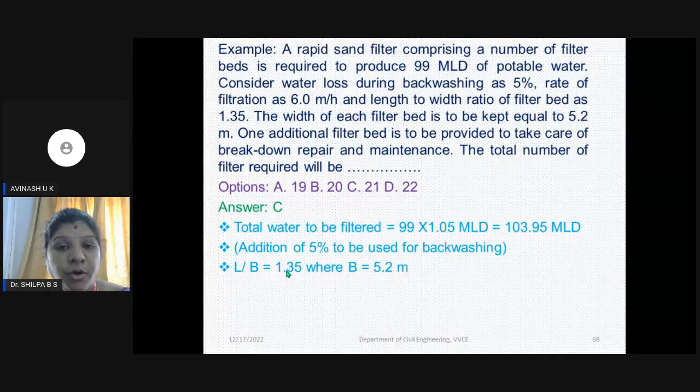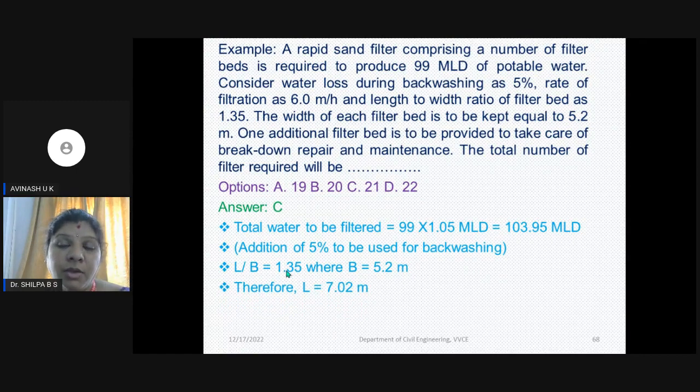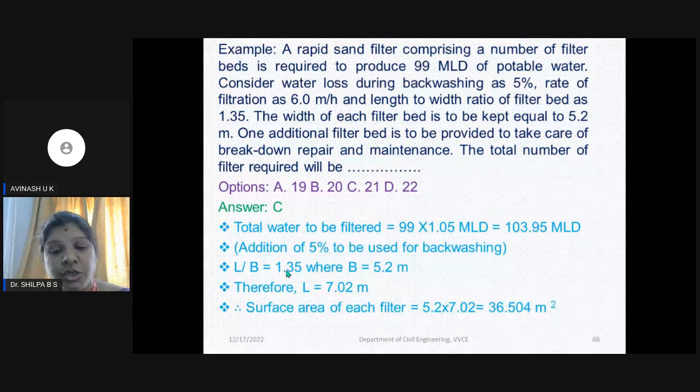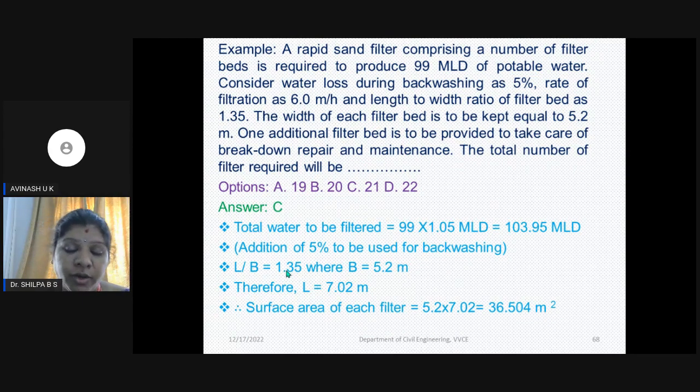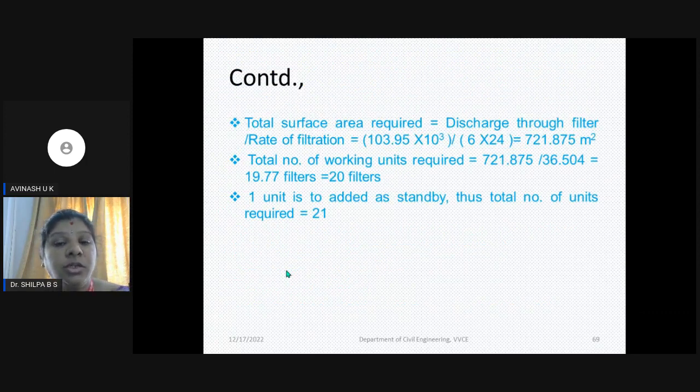Then the length to width ratio should be 1.35 as per the given data, where the breadth is 5.2 meters. So the length will be 7.02 meters. The surface area of each filter bed is 5.2 into 7.02, so we get around 36.504 meters square. The total surface area required is the discharge to the filter divided by the rate of filtration, so we get 721.875 meters square.